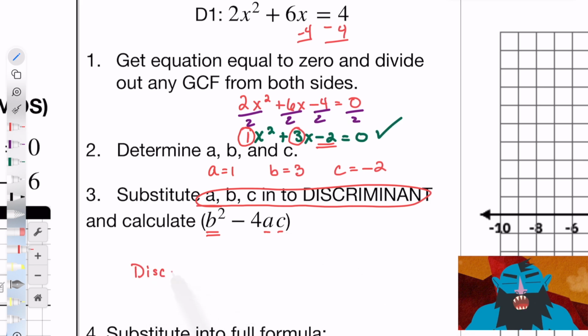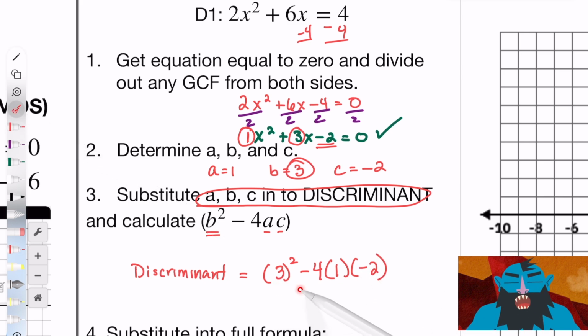So discriminant equals, and let's go b squared, so my b is a 3, so 3 squared minus 4 times my a times my c. We just have to square this, multiply these, and then subtract them. So a few tips about calculating your discriminant. First thing is, whatever b is, you are squaring it. So even if this was a negative 3, when I square it, I always get a positive. So this will always be positive, you just have to square the number.